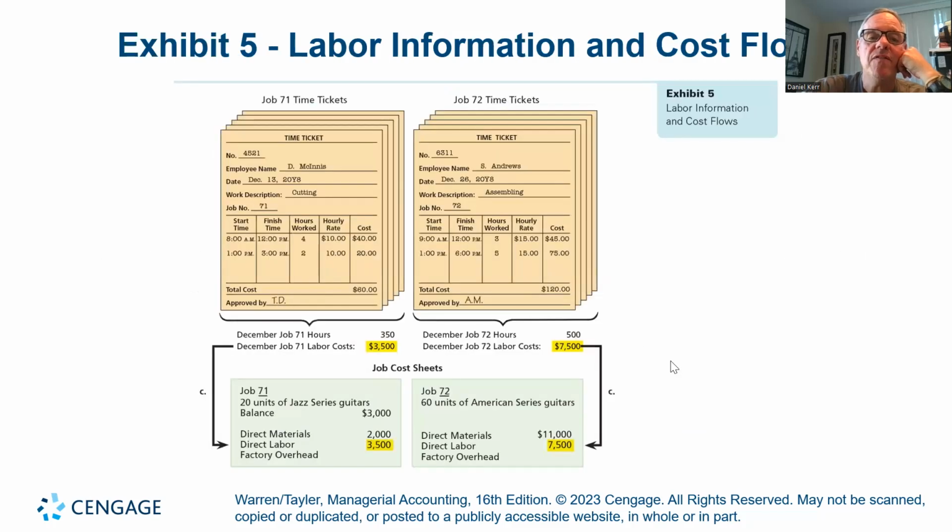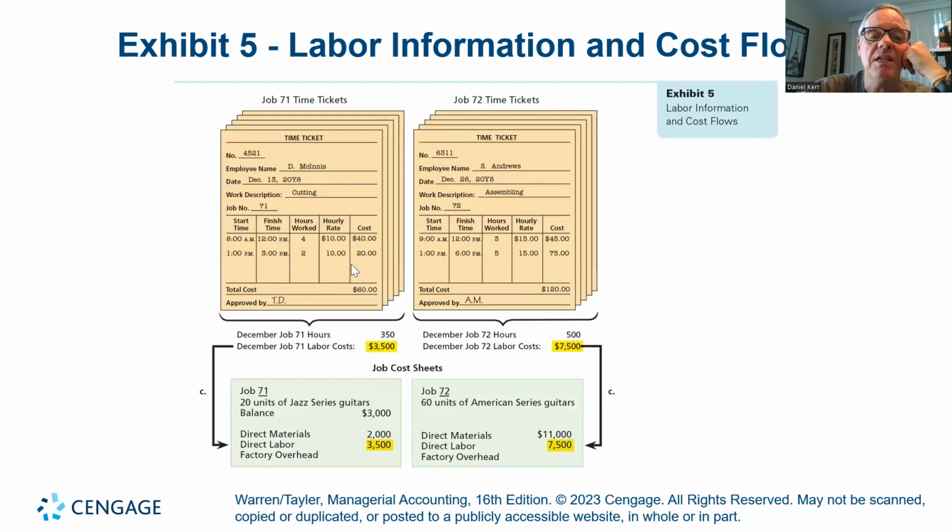And you can see, so we've accounted for materials. We also have labor costs that we have to account for. So you have the time tickets where the employees indicate when they worked, when they started, and when they ended. Okay. So this employee here, this is D. McGinnis, and he is in the cutting department, and he worked from 8 to 12. There were 4 hours worked here, and then he worked 2 hours here.